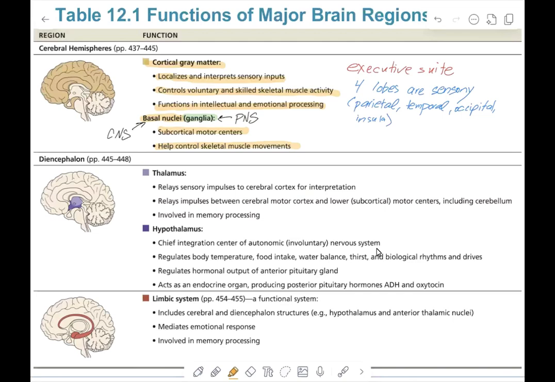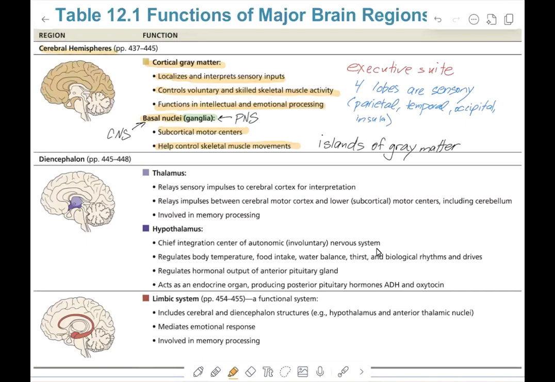Some of them, like the substantia nigra in the midbrain, are going to release dopamine. So they all have specific effects. And remember, there's thousands of them. They're kind of like islands of gray matter, but you are not responsible for the bulk of them. And I've tried to point out the ones that you are responsible for. So that's the cerebral hemispheres.